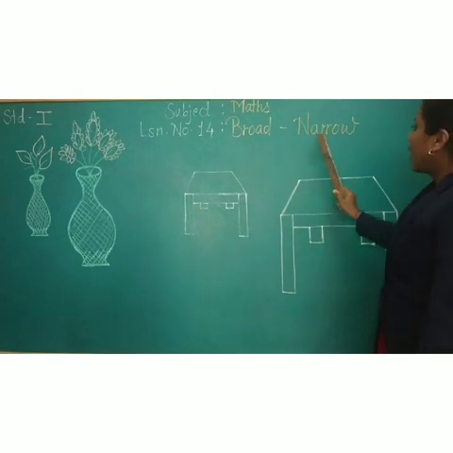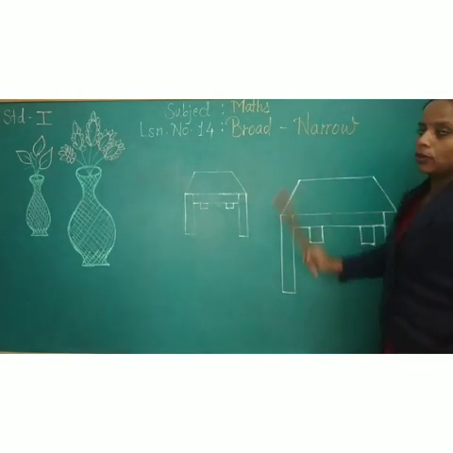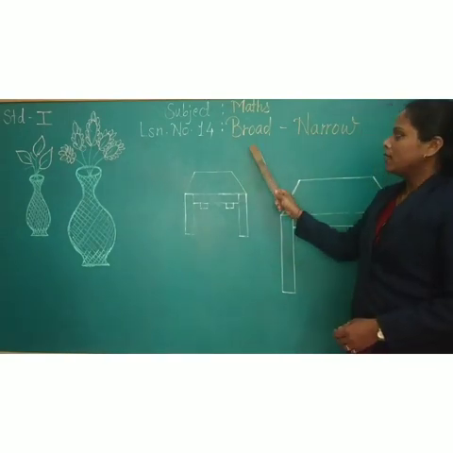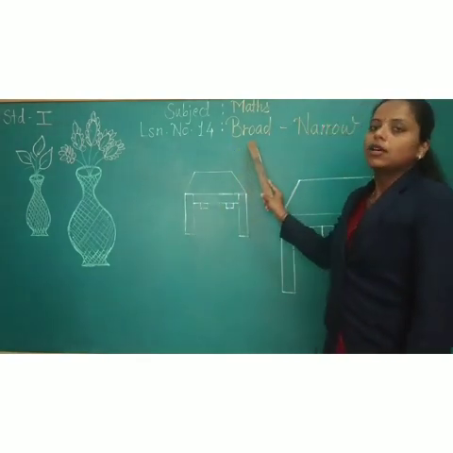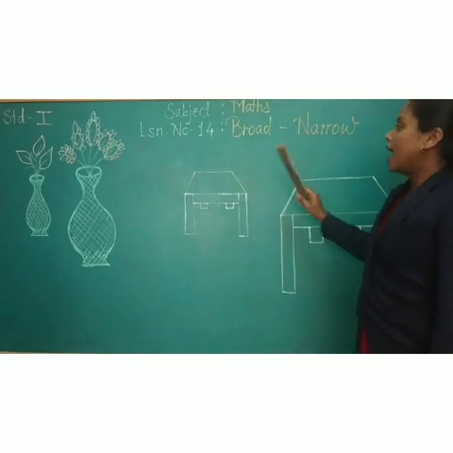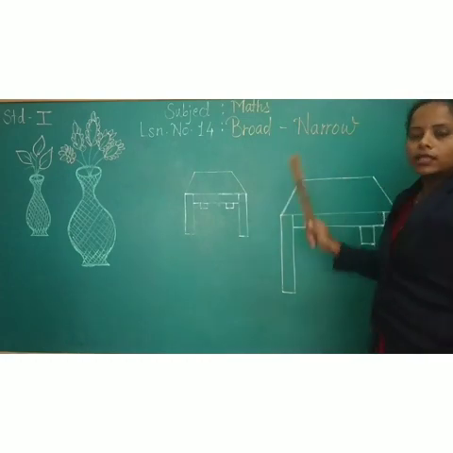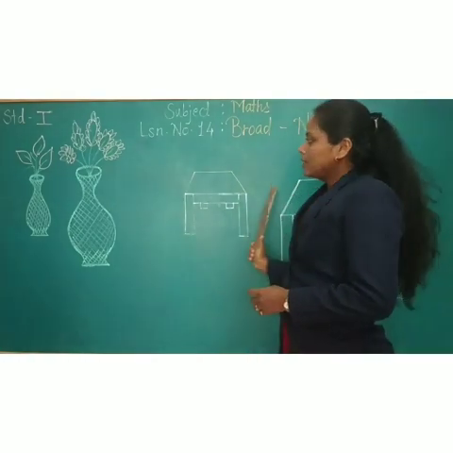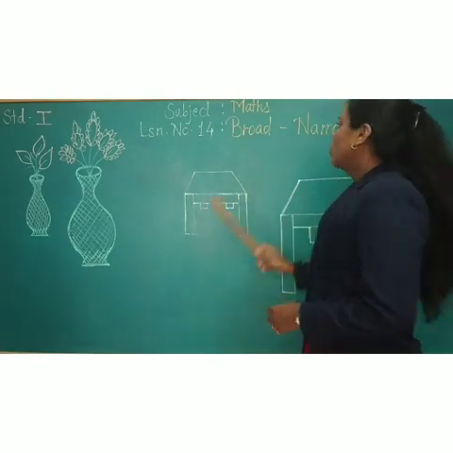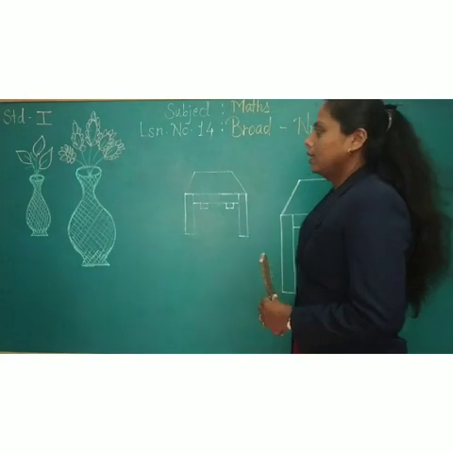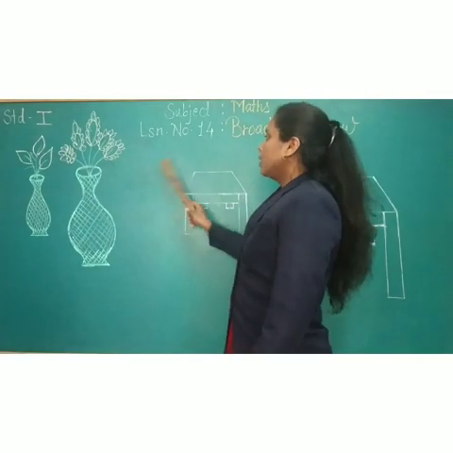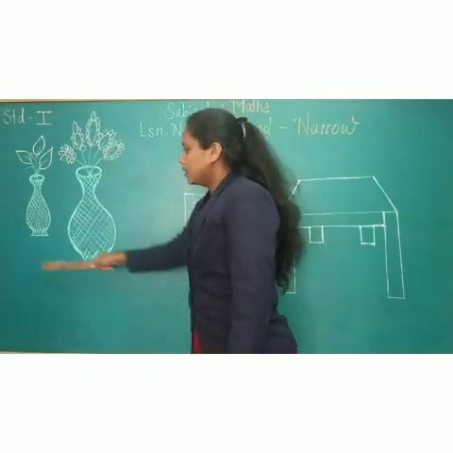B-R-O-A-D, broad, and N-A-R-R-O-W, narrow. Broad means which things are in the big size, called broad, which means we can see it thick, and narrow means which things are in the small size, called narrow things, which we can say are thin objects or thin things.